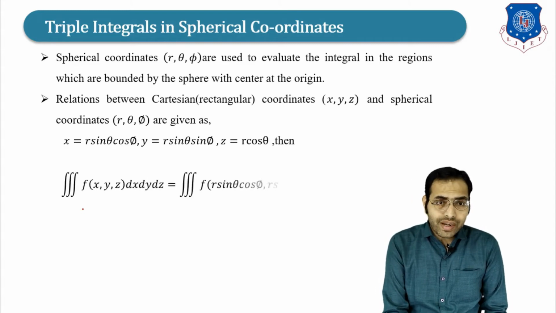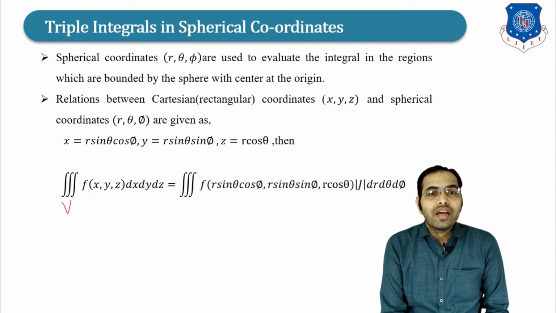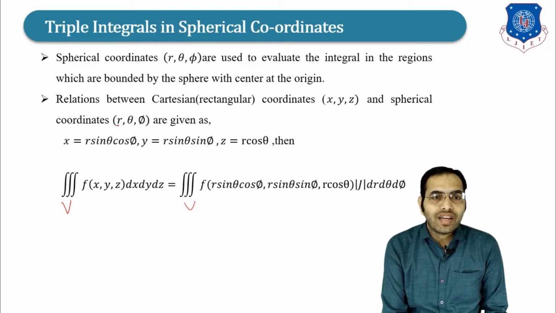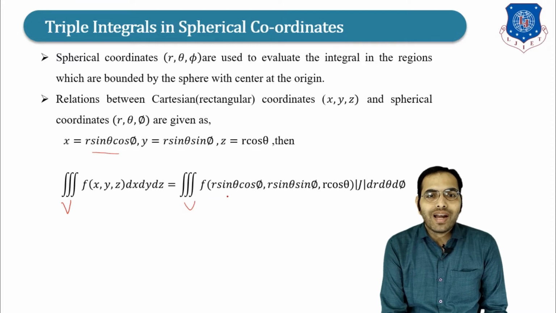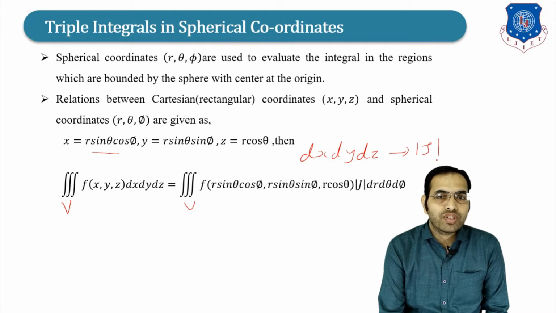Then the triple integral over the region V of f of x y z dx dy dz equals the triple integral over the region V of f of r sin theta cos phi, comma, y replaced by r sin theta sin phi, and z replaced by r cos theta, into mod J dr d theta d phi. Wherever we have to convert Cartesian to the spherical coordinate system, we have to find the value of mod J and then substitute this value.